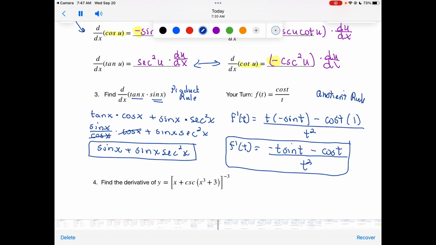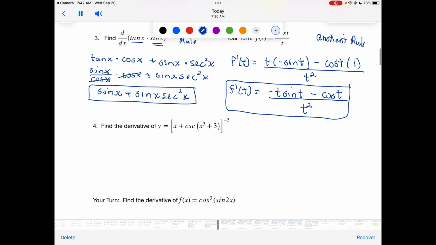Okay, let's look at some slightly more complex functions where we have multiple inside functions, so we have to add extra links of the chain rule. Looking at this problem here, notice that x plus cosecant of x cubed plus 3 is inside the negative 3 power, that power rule there. And then also, x cubed plus 3 is inside the cosecant function. So I have two inside functions. So you're going to start outer in.